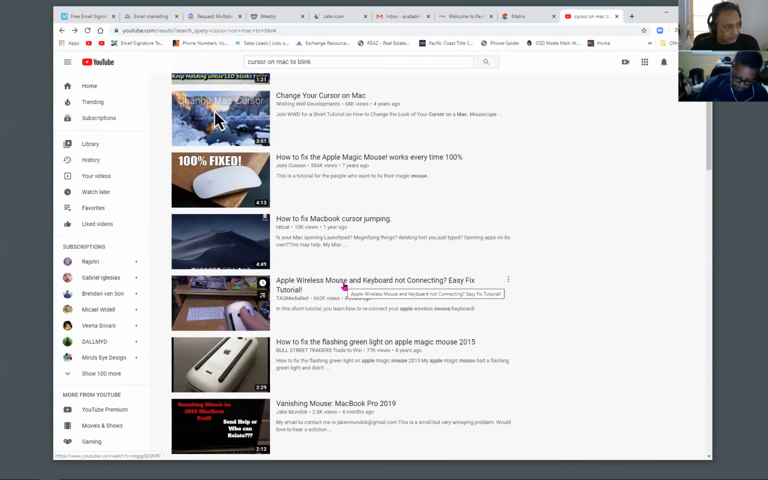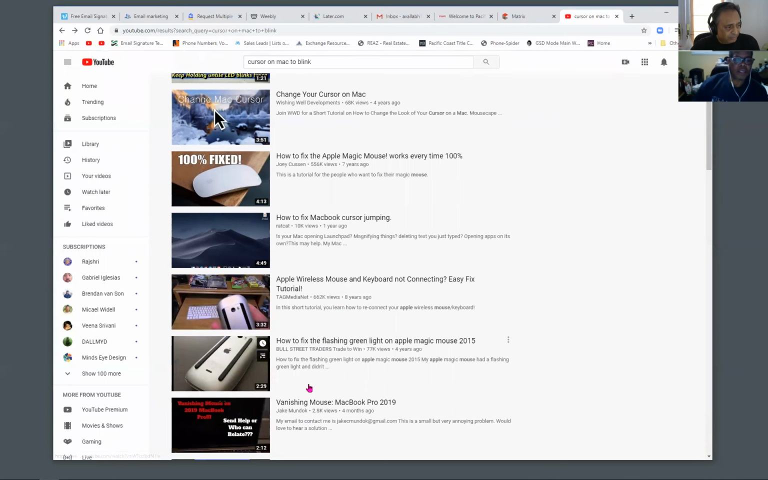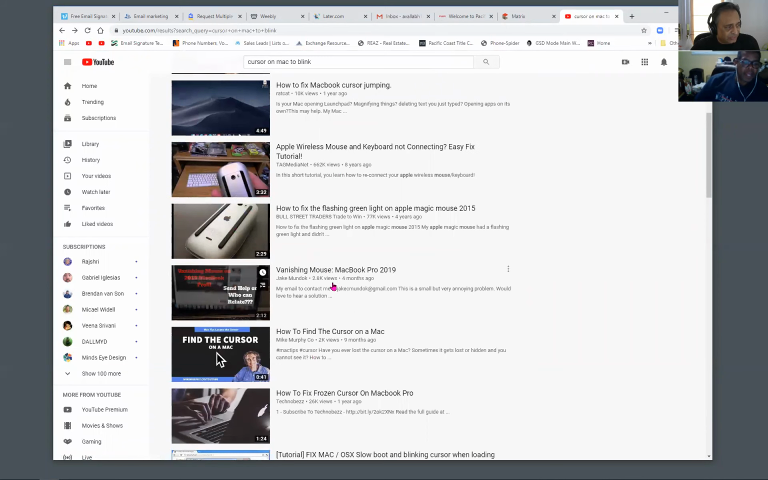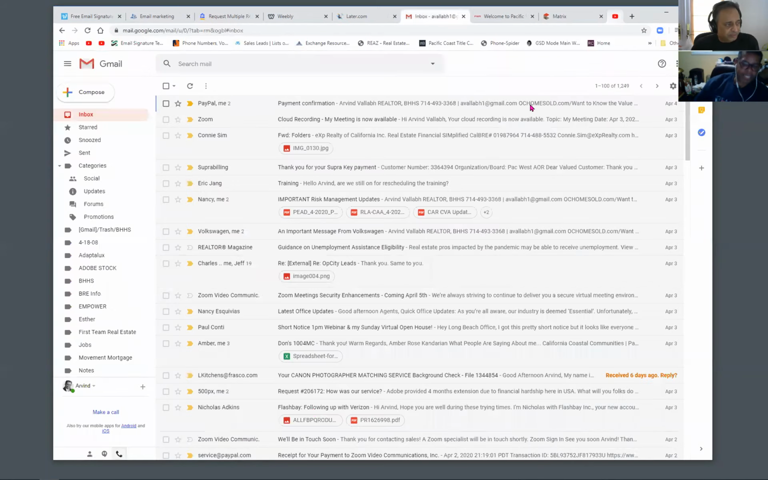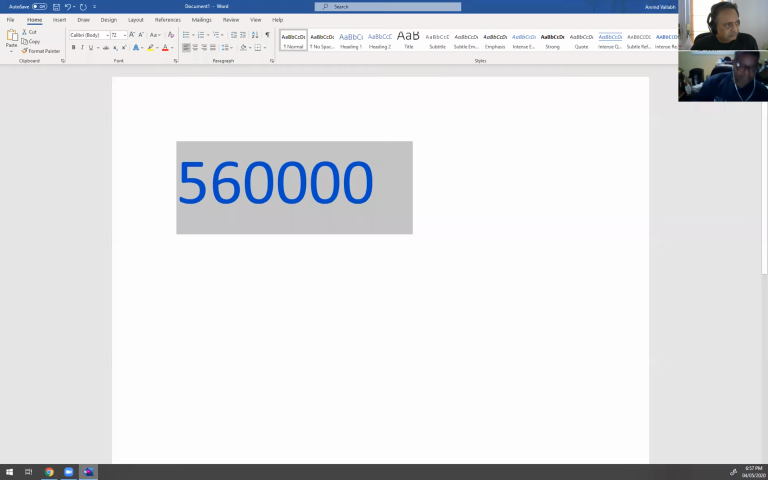Mouse and keyboard not connecting. Okay. All right. It has the steps that you need. Yeah, here's I'll take care of it. Here's how to find a cursor on the Mac. Nice. Okay, I'm good. I got it. Yeah. I'll take care of it today. No problem. Okay, so let's get back to that other thing here.